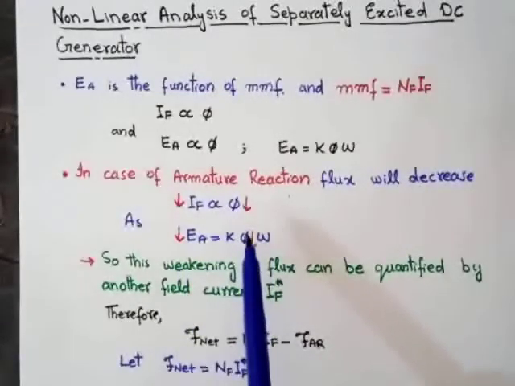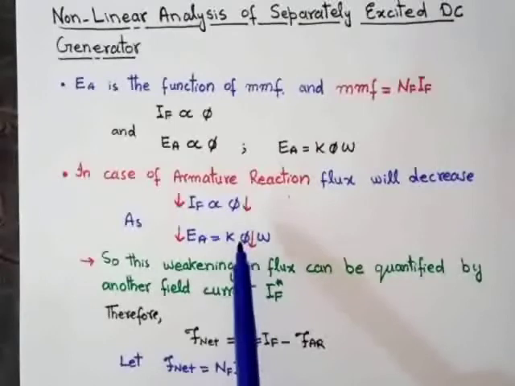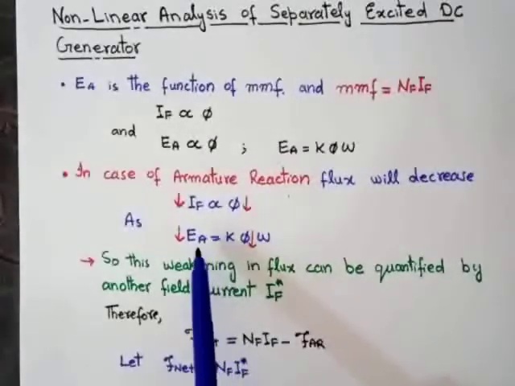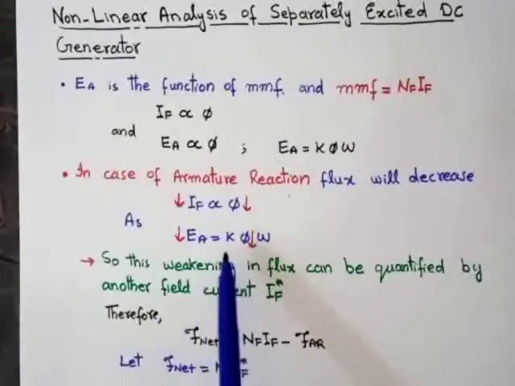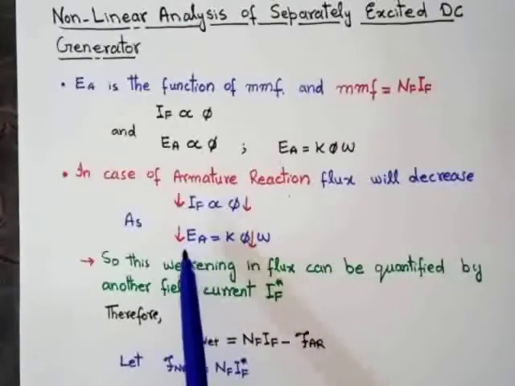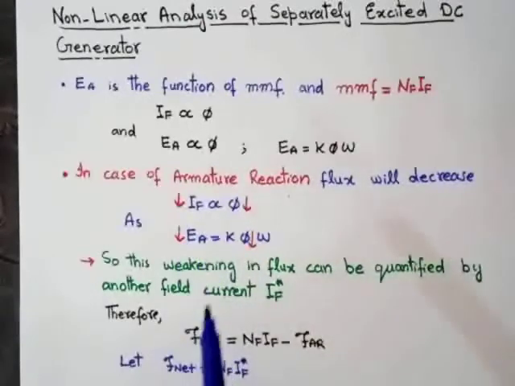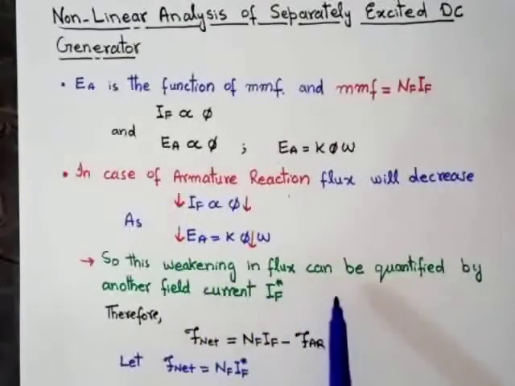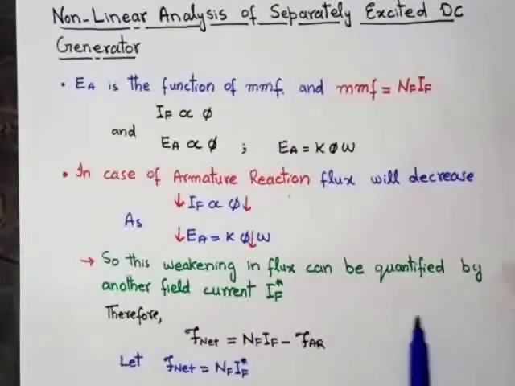So as you can see in this equation, the internal generated voltage will start to decrease. This is the problem associated with the armature reaction. That is, due to armature reaction, internal generated voltage starts to decrease. So this weakening in flux can be quantified by another field current, IF dash.